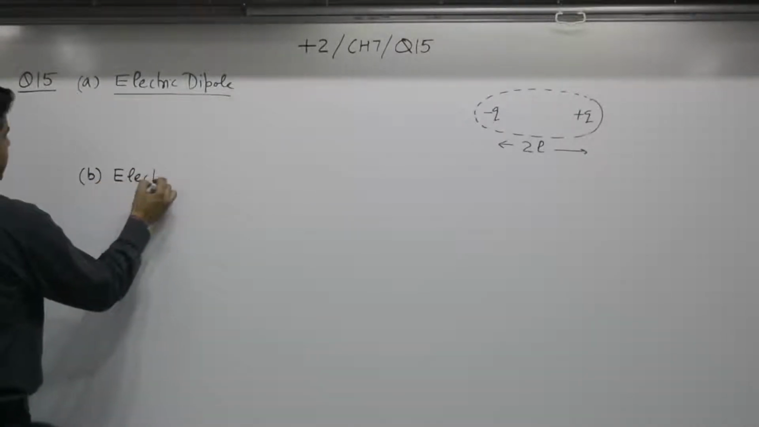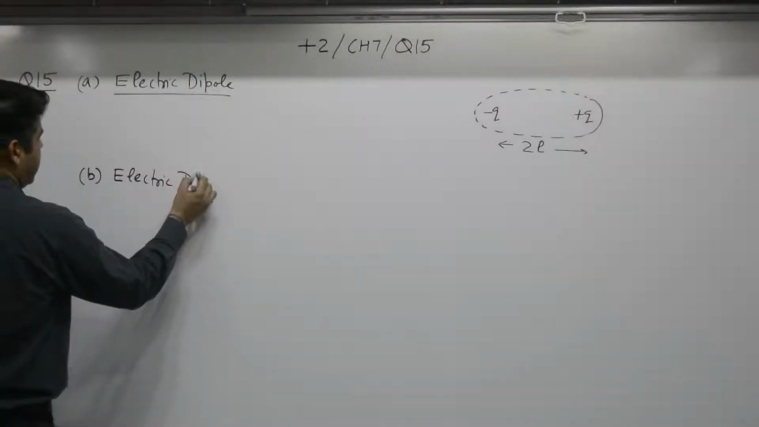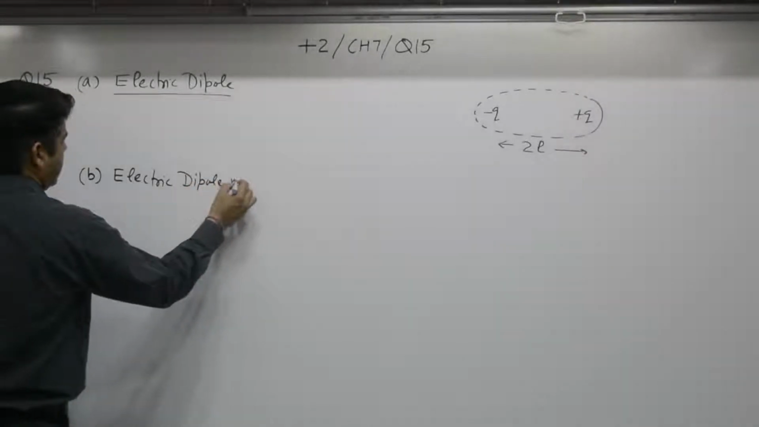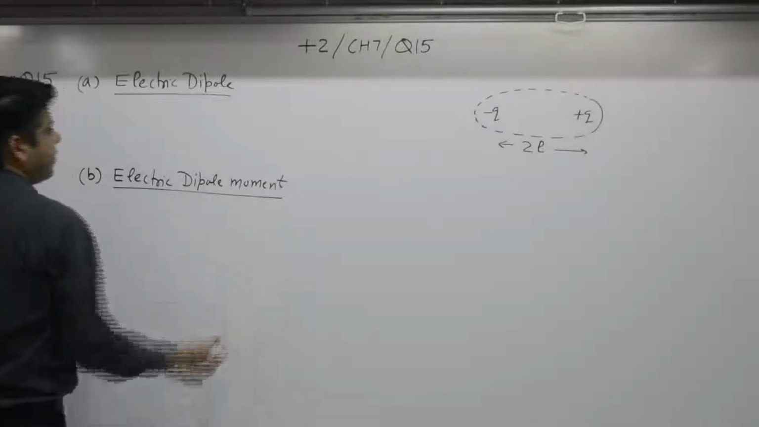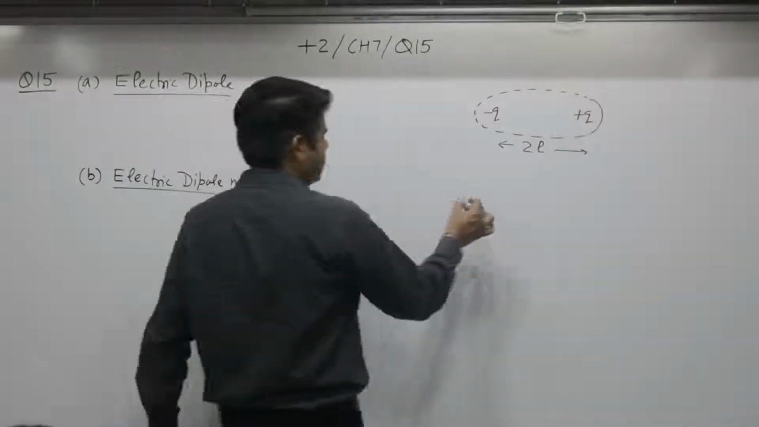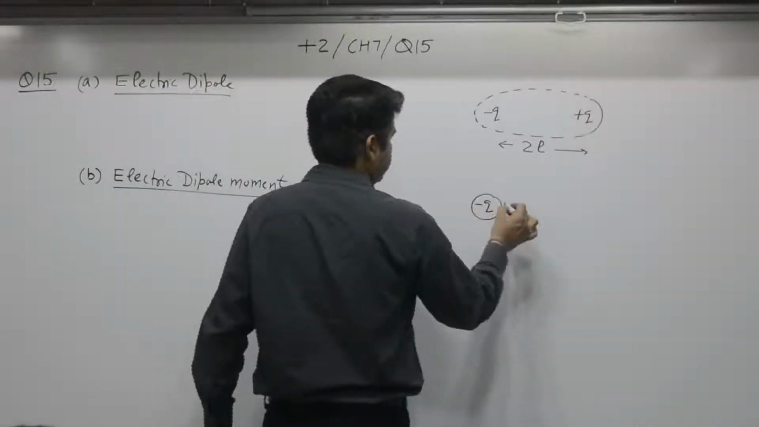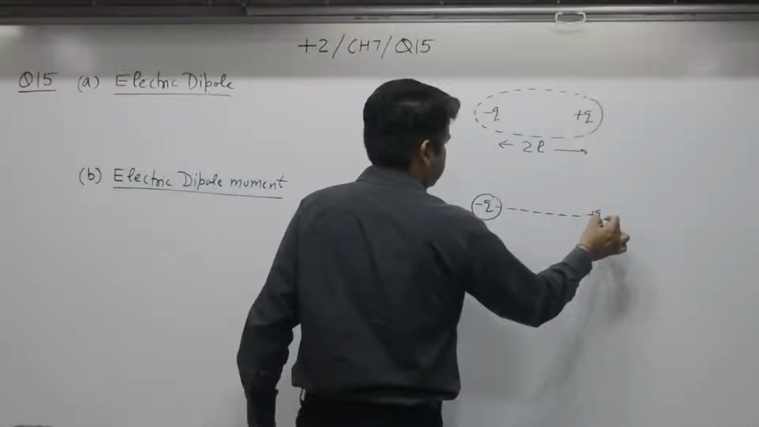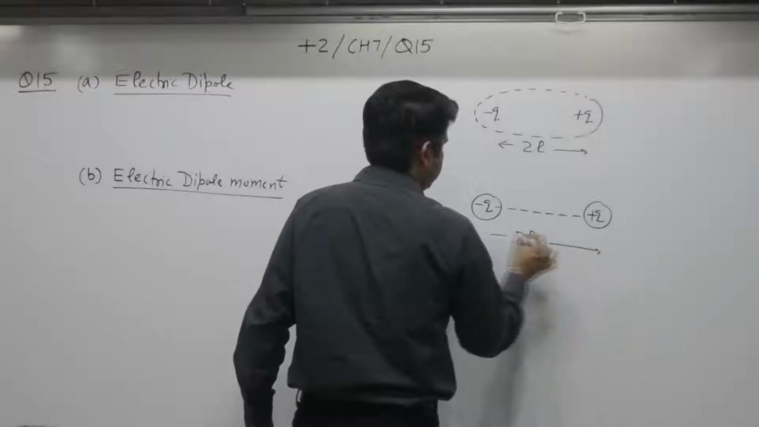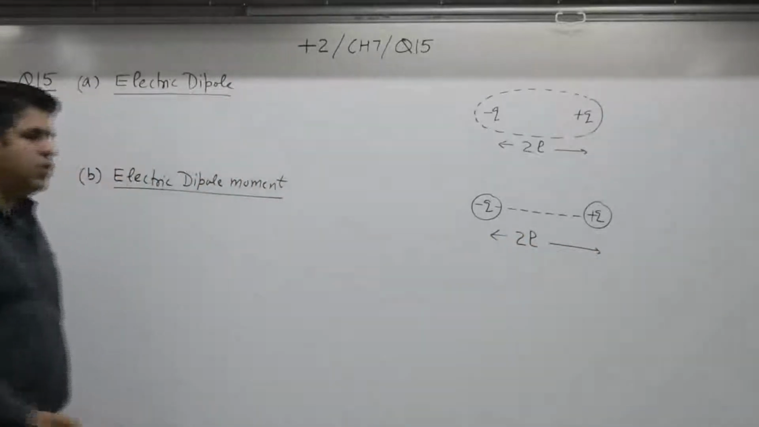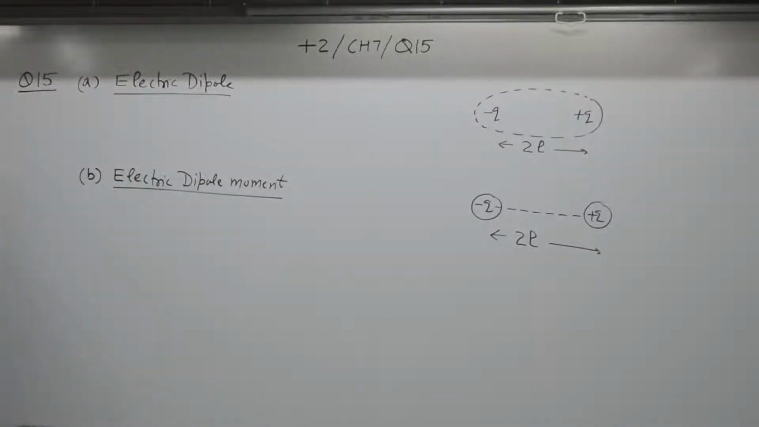Electric dipole moment. Negative charge minus Q, positive charge plus Q, distance between the two 2L. How do you define electric dipole moment?